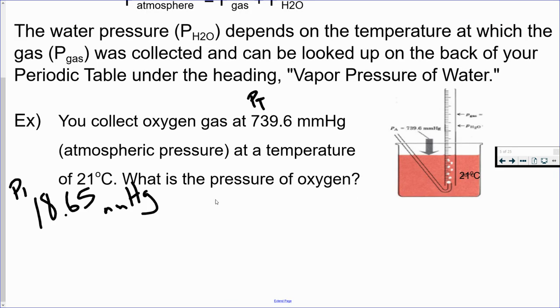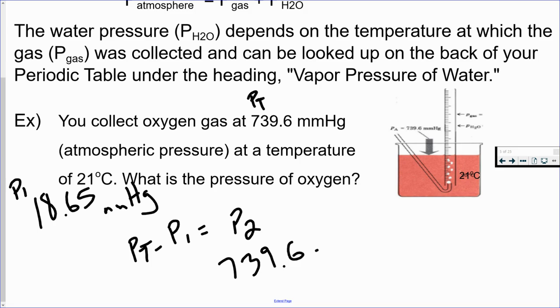Well, in order to find P2, what you're going to do is you're going to take PT minus P1, and you're going to find P2. So when you plug in those numbers, you have 739.6 minus 18.65. And you might look at those and say, Mr. Day, we have 4 sig figs. Our final answer should have 4. But remember, this is subtraction, so we can only have 1 past the decimal. When you get in your calculator, you're going to get 720.9. Well, since you can only have 1 past the decimal, that is our final answer.